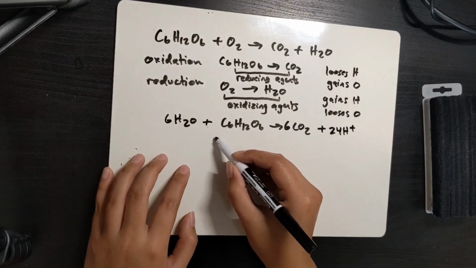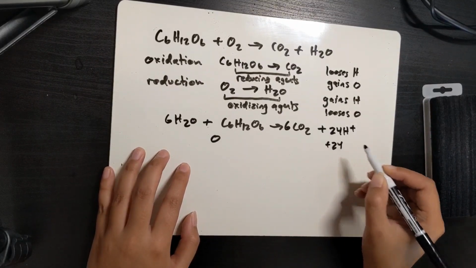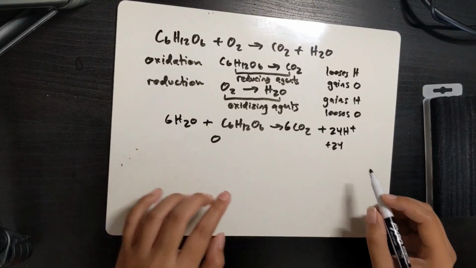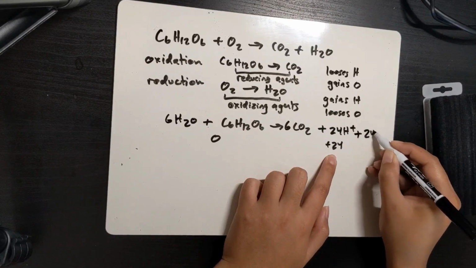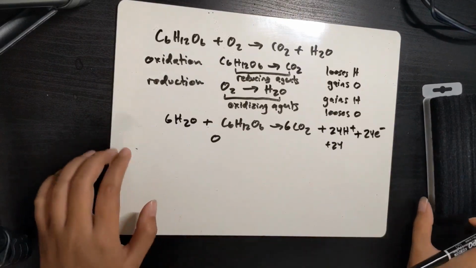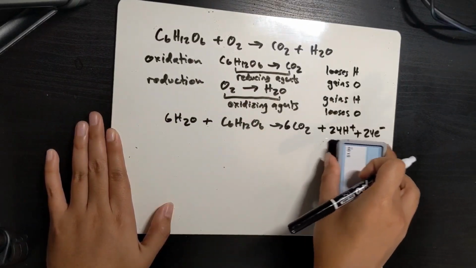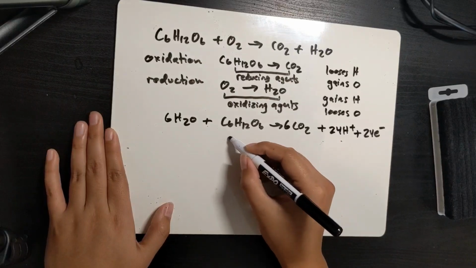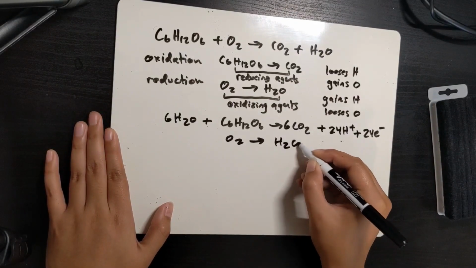Finally, look at the charges. There's a total of 0 charge on the left, a plus 24 on the right. To balance the charge on the right and cancel the plus 24, we have to go ahead and add 24 electrons. Now that everything's balanced for the first half of the reaction, we're going to do the same for the reduction reaction. Start by writing the original equation.